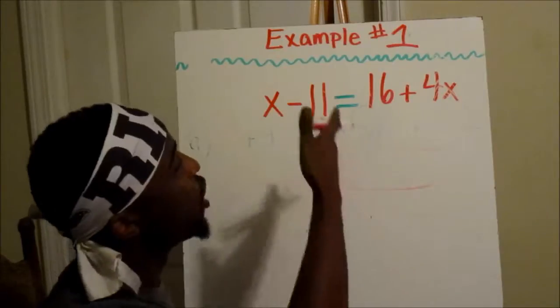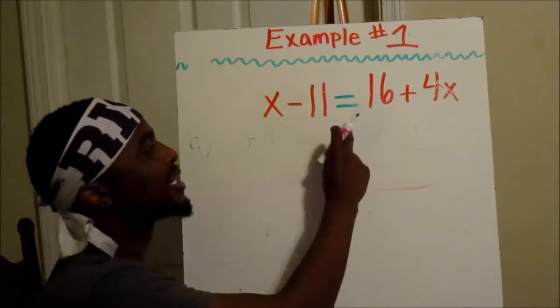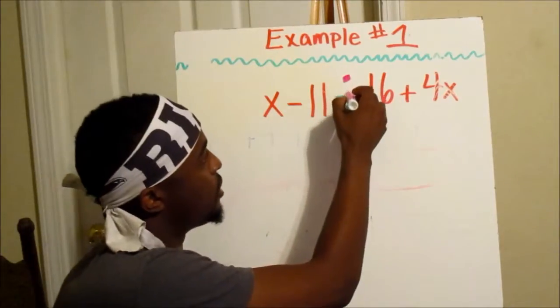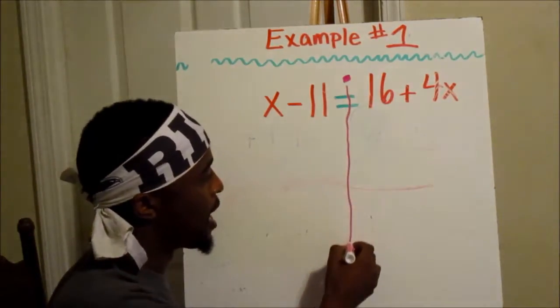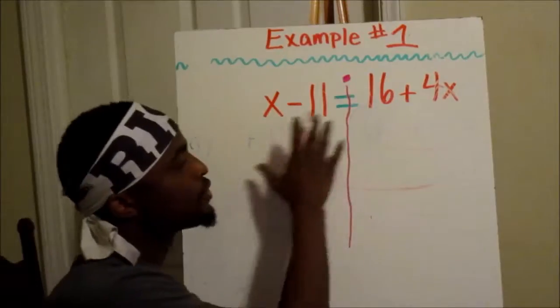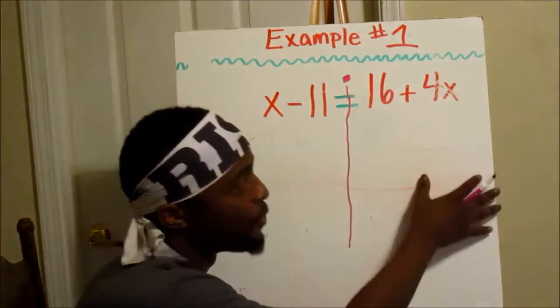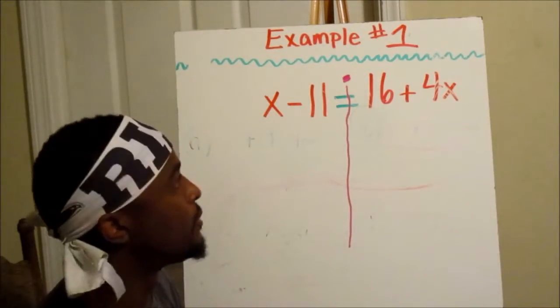Alright, when I'm solving linear equations or any equation, I always like to think of this equal sign as a dividing line. And to help us remember that, I want you just to draw a line right down that equal sign. That way, now you have two sides of your equation. We have the left side of the equation and the right side of the equation. And that's when we're going to start moving our variables.